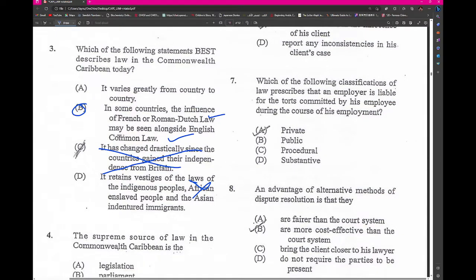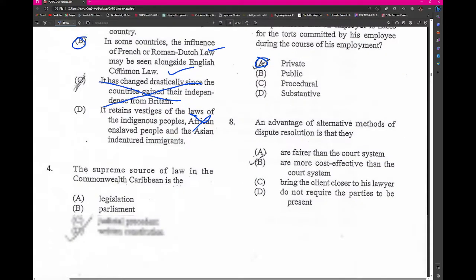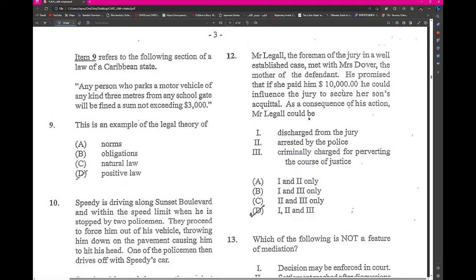7. Which of the following classifications of law prescribes that an employer is liable for the torts committed by his employee during the course of his employment? Right? This would be a private one. An advantage of alternative dispute resolution: cost effectiveness. So starting at 2011, going down the paper, anything repeated would have been from 2011, and so forth. Right? Let's look at this now. Any person who parks a motor vehicle, this would be positive law, because there's no moral or religious binding.